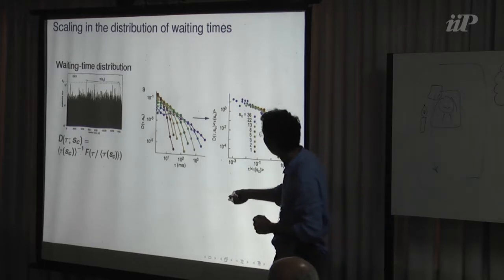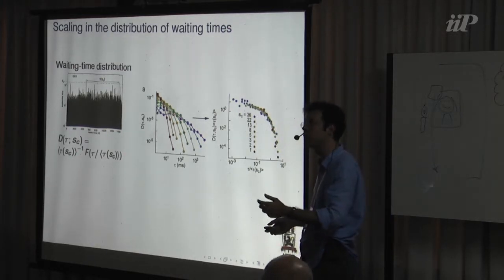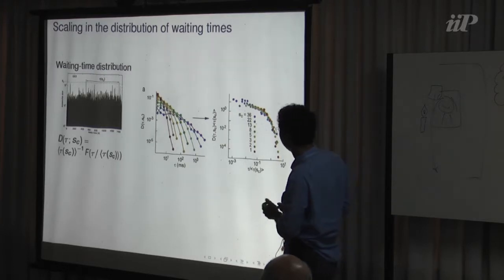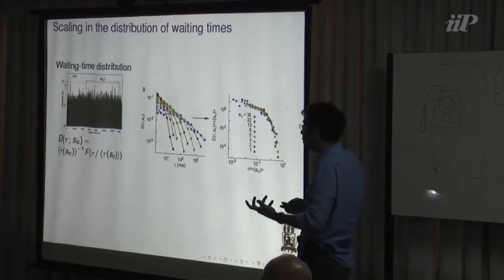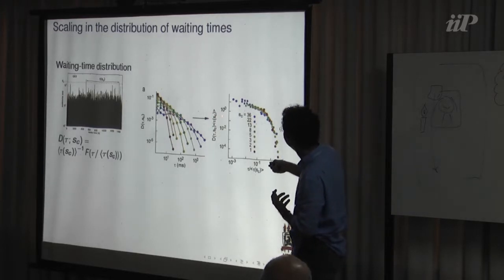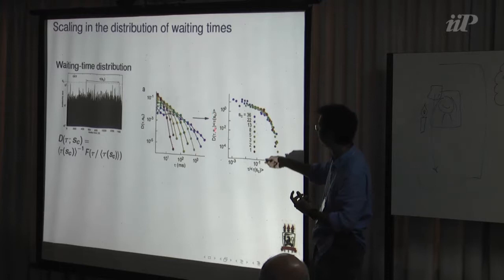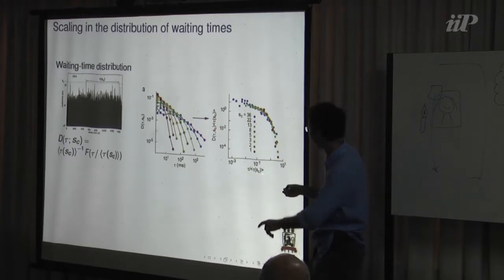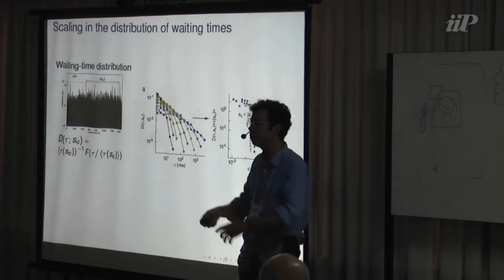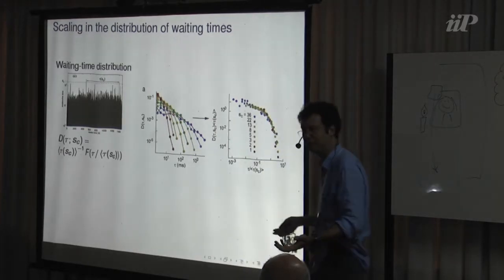We have scaling in the waiting time distributions of in vivo, freely behaving animals, which I think is a nice sign, one possible sign of criticality. In fact, you get even more than that. Since this is dimensionless now, and this is also dimensionless, I can compare different rats, different brain regions, different everything.